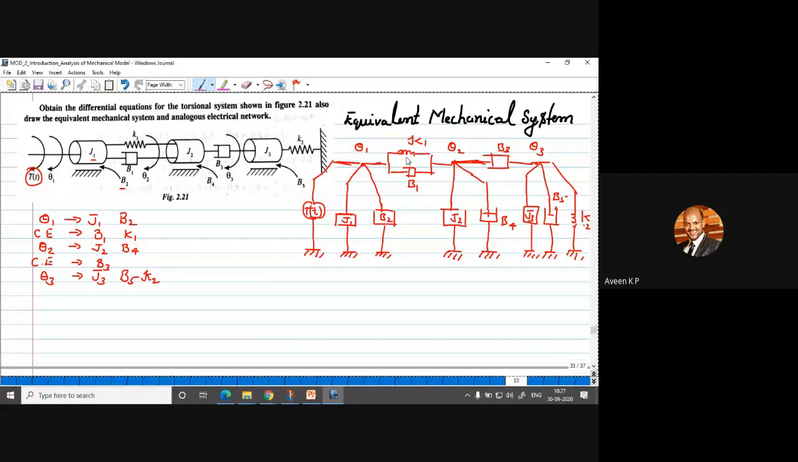Based on this, we shall write the equilibrium equations one by one. There are a total of 3 angular displacements available, theta 1, theta 2, theta 3. In the similar way, we shall start writing the equations. So you represent the node, the node portion has to be erased.